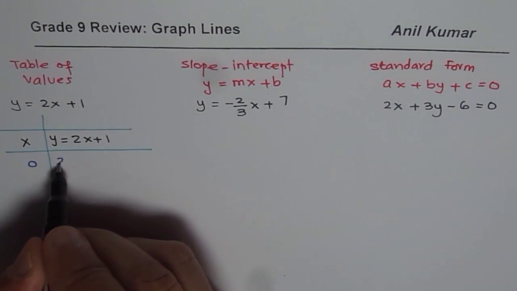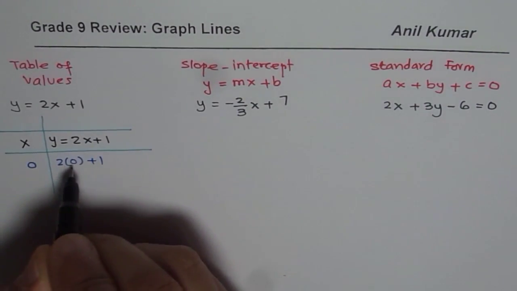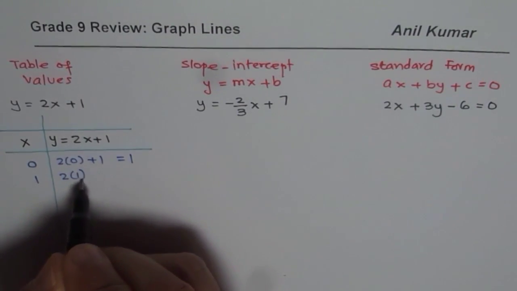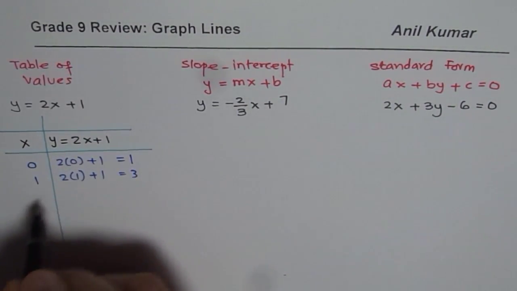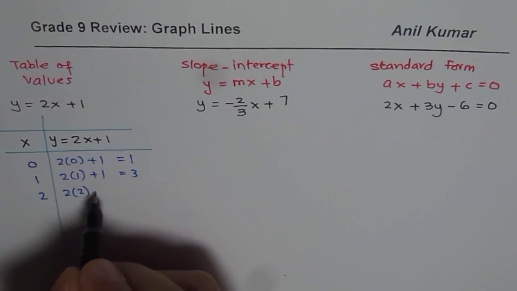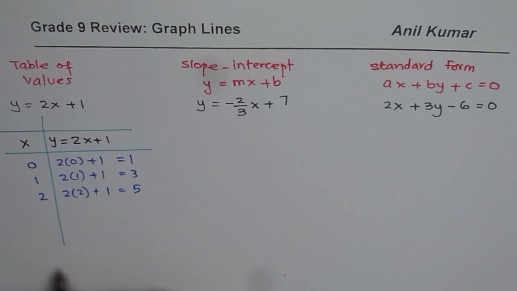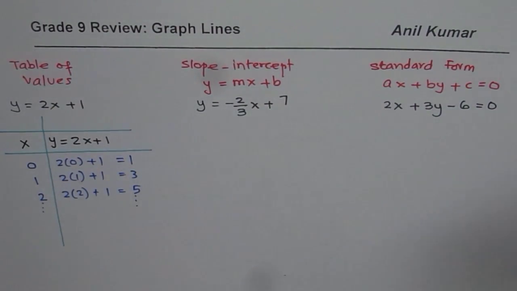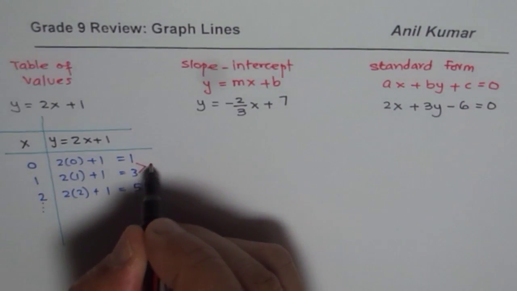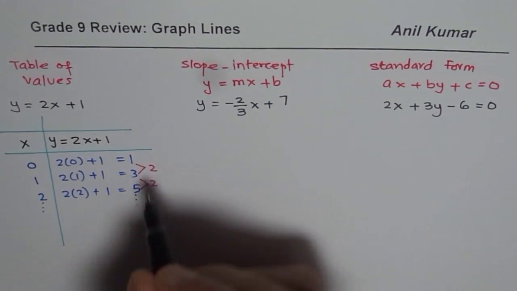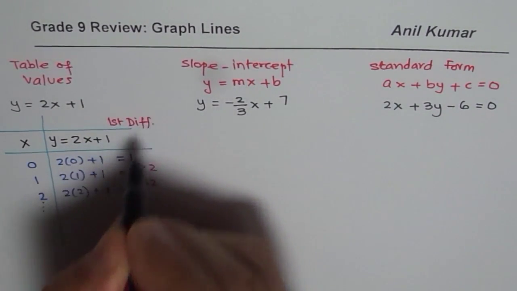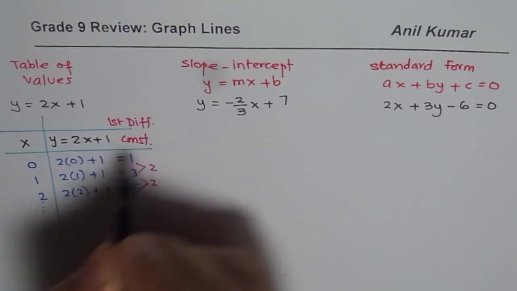So if I write 0 here, I get 2 times 0 plus 1, which is 0 plus 1 equals 1. Let's take 1. So 2 times 1 plus 1 means 3, right? Let's take 2. 2 times 2 plus 1, that means 4 plus 1, 5. What you are going to notice is that this pattern will continue, and the common difference which we are going to get here is how much? 3 minus 1 is 2. 5 minus 3 is also 2. And that is our first difference. You remember first difference? Okay, good point to review. First difference is constant and it is equal to 2.